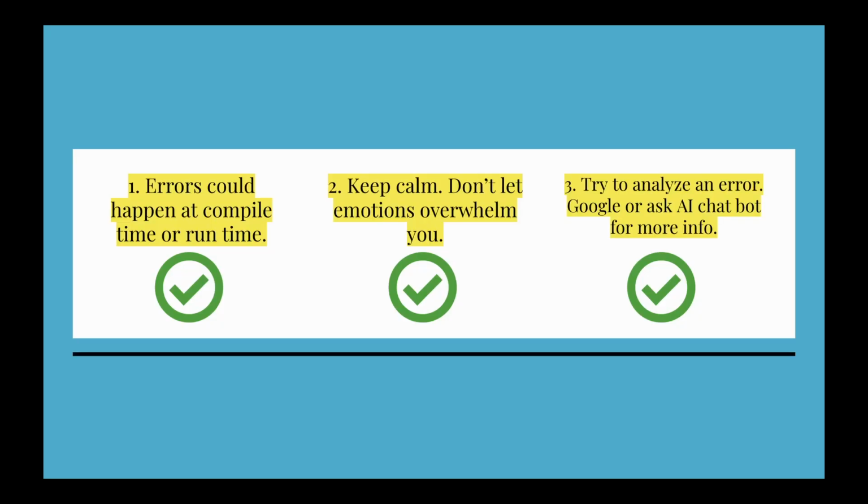Okay, let's wrap up all the important things. First, errors could happen at compile time or at runtime. Second, don't let emotions overwhelm you. Keep calm and try to analyze an error. Usually it has useful information so you could solve it. But even if you are confused, you could Google it or ask an AI chatbot for more information.